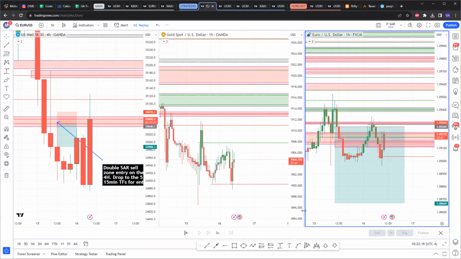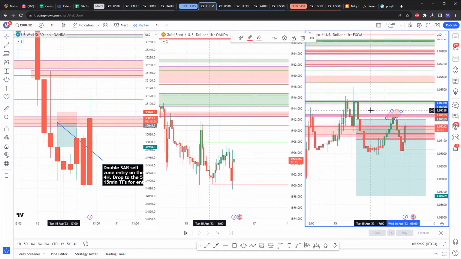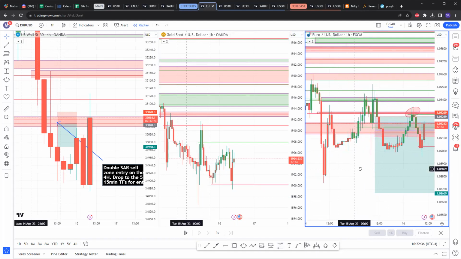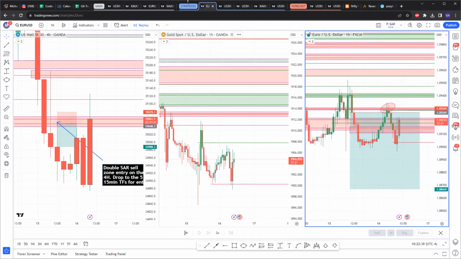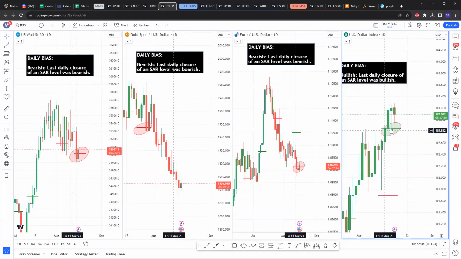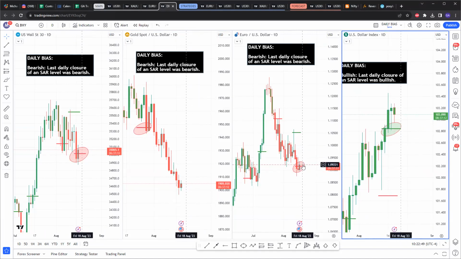But you can see, if you're looking for sales, this is what you want to see: these rejections from these zones up there. For example, that and this whole sell zone that's there. But again, the other thing to look out for is this DXY. So long as the DXY remains above this bullish zone, all of these instruments, US 30, gold, and EU should ideally keep dropping.